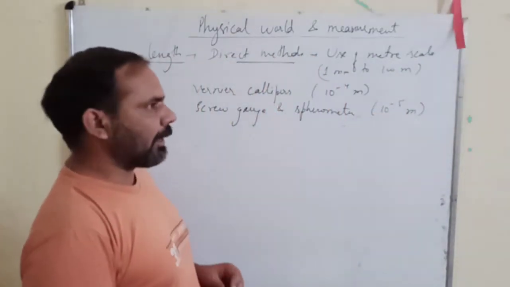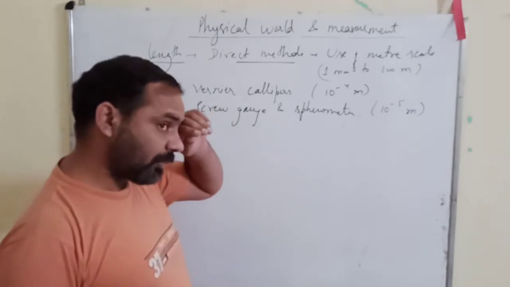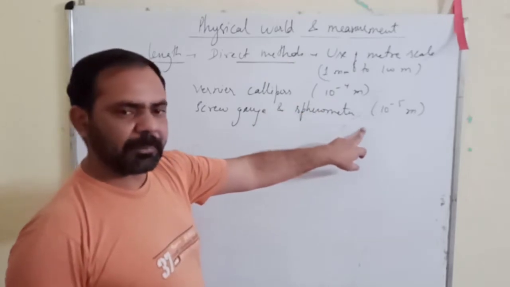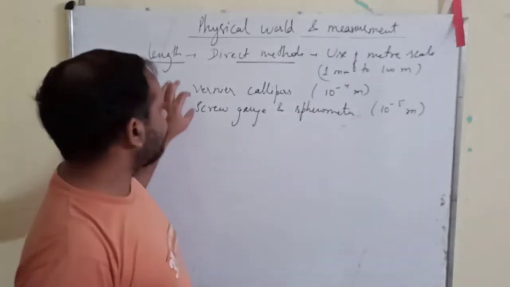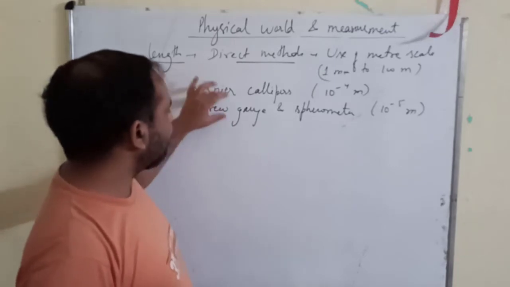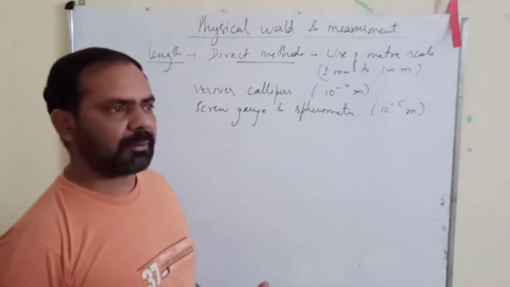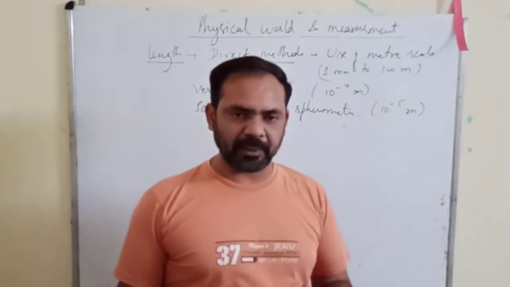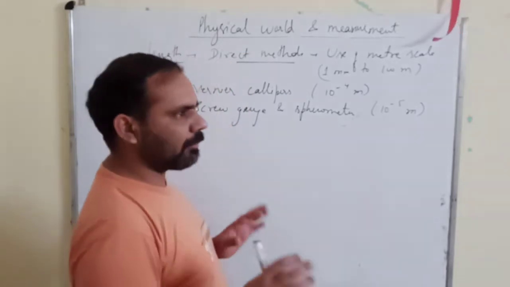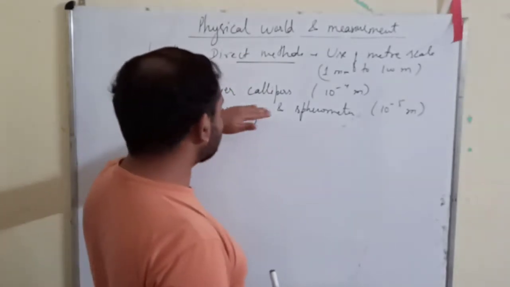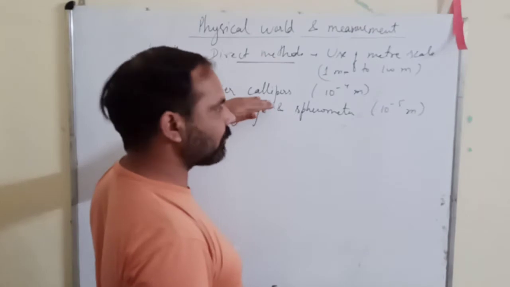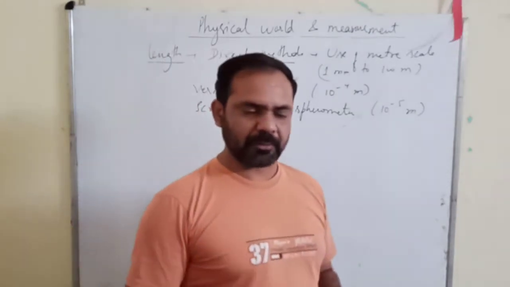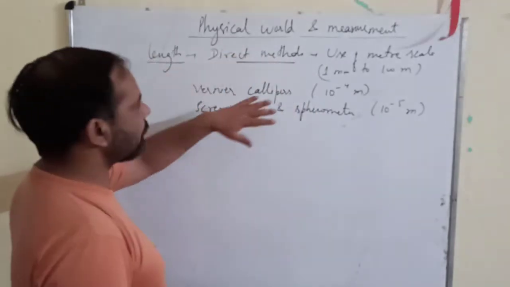10 raised power -4 meter is how much? It is 0.1 millimeter, right? And this is 0.01 millimeter, right? The use of vernier calipers, screw gauge, and spherometer is included in your syllabus, in the practical part. In experiments in your practical section, you will come to know this year how a vernier calipers, screw gauge and spherometer are used to measure small lengths. So these are a few direct methods to measure the length.